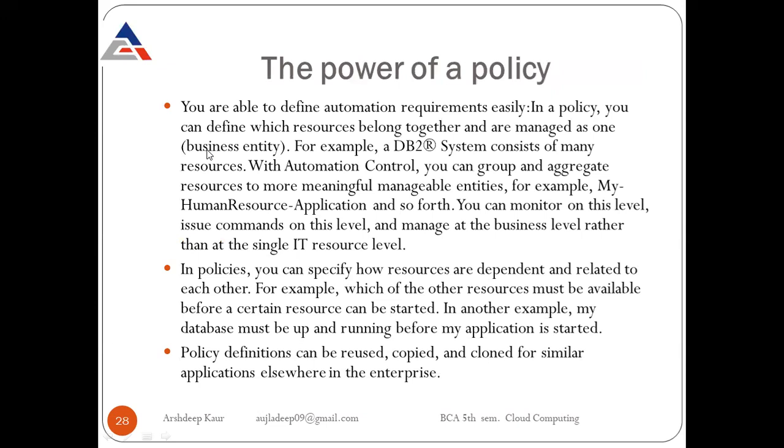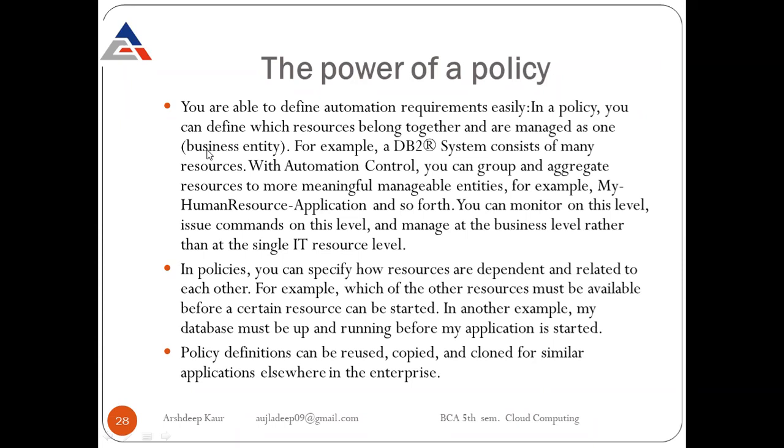Next, we have the power of policy. You are able to define the automation requirements easily. In a policy, you can define which resources belong together and are managed as one. It means we have to check what types of resources we have and how they are connected with each other.